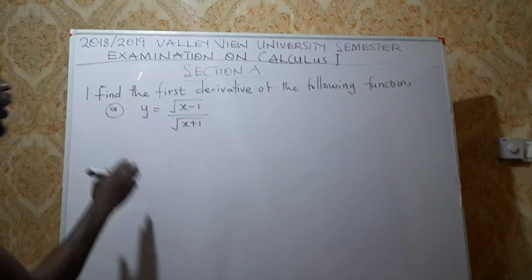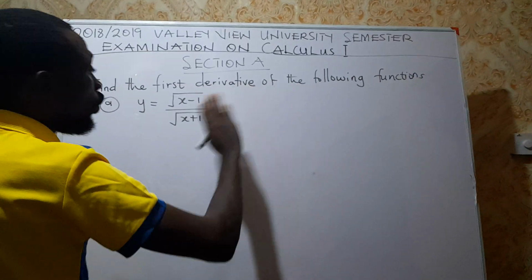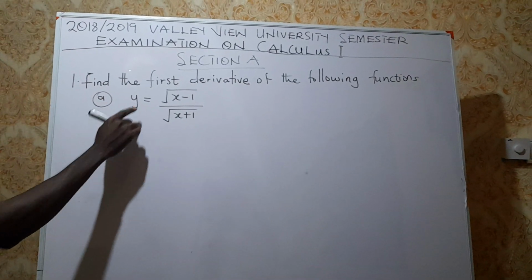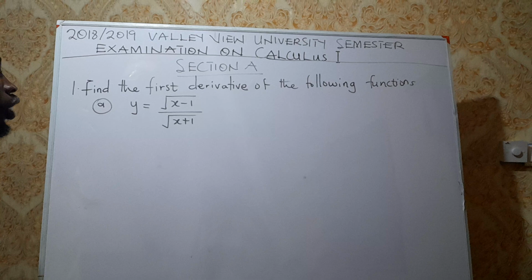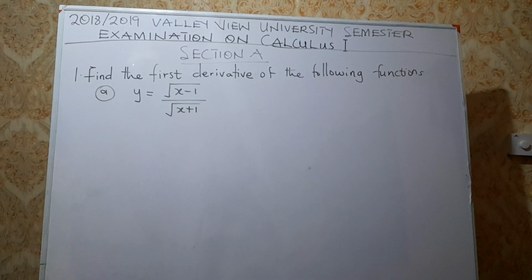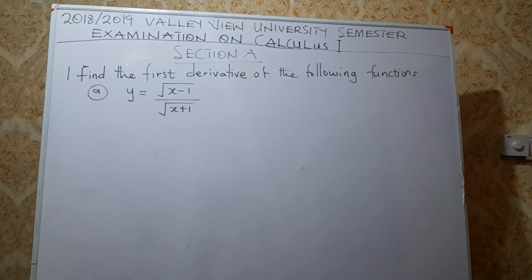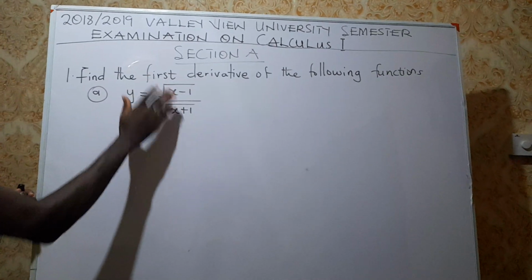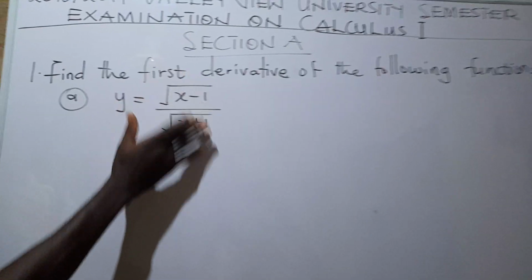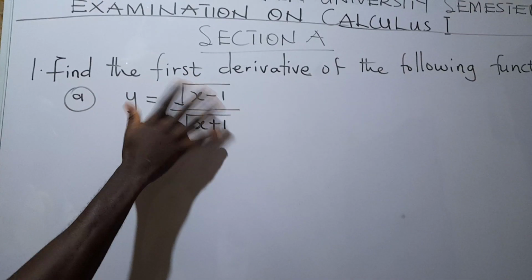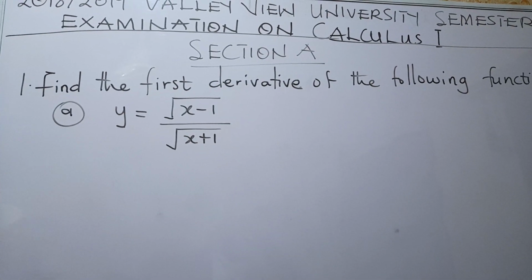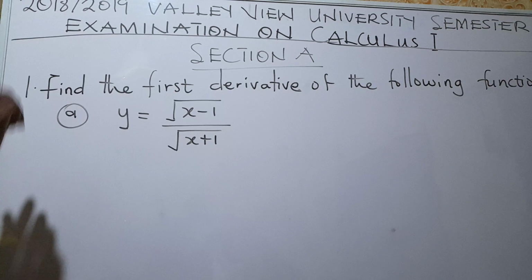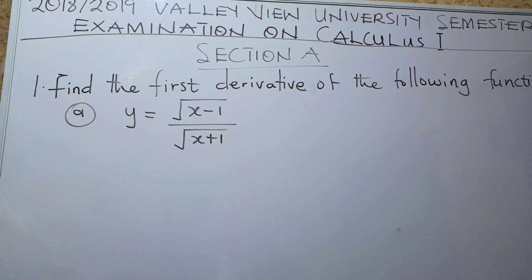Now the first question says, find the first derivative of the following functions. And one of them was y equals the square root of x minus 1 all over the square root of x plus 1. So how do we solve it? Remember, when we are confronted with a function that involves a fraction or a ratio, the rule we have to use is the quotient rule. So we have to use the quotient rule to solve this.